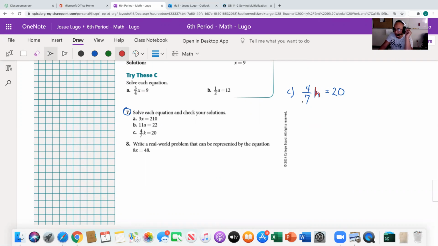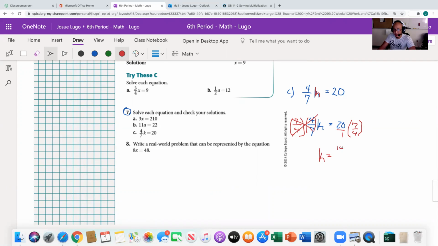So remember, the easiest way to get rid of a fraction, to get rid of this 4/7 is to multiply. And here, I'm just going to rewrite it so you can see exactly what's going on. So I have 4/7 K is equal to 20. All right, so to get rid of that 4/7, I'm going to multiply it times its reciprocal, which is 7/4. And that's it. You have successfully gotten rid of that 4/7. But since I had to multiply this side by 7/4 to isolate the variable, I have to multiply this side by 7/4 as well. So K will equal to whatever 20 times 7/4 is.